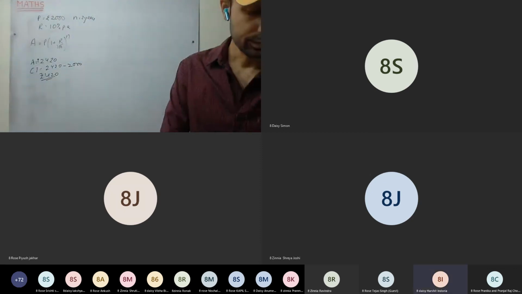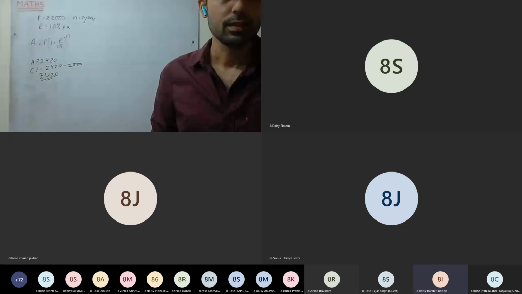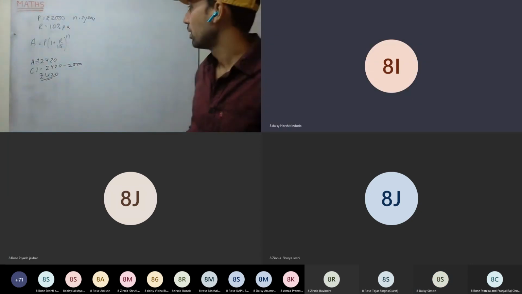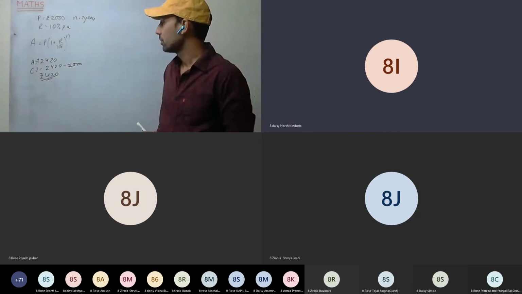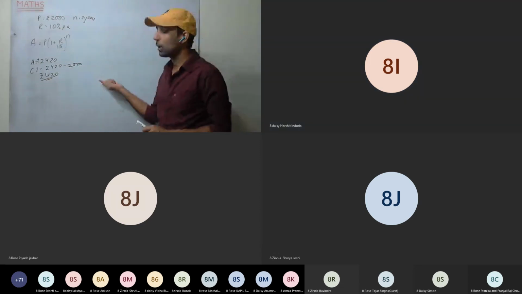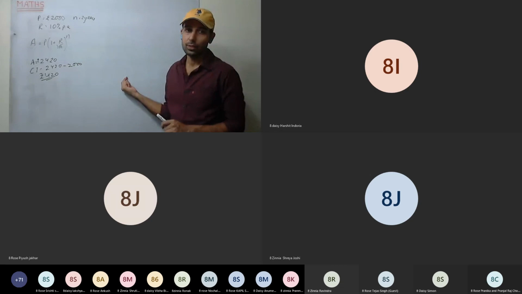Okay, then third question. Calculate the amount. Yes. In the last one, the A2 amount, the second amount, we can write simply as amount. Yes, that will be the final amount. So you can write amount after 2 years will be this much. Okay.